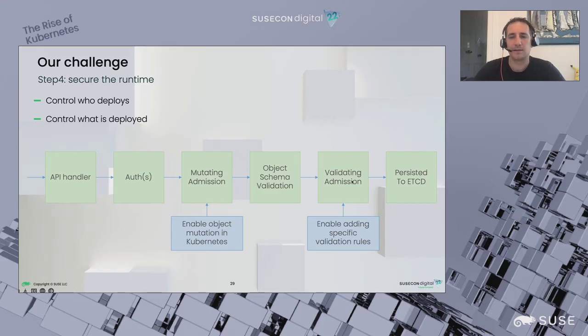And once this is done, there's another admission controller that is used, which is called the validating admission. The idea of the validating admission is to be able to add new rules about whether we should be able to deploy or not an object within the Kubernetes cluster. And if the validation is okay, the object is then persisted within the etcd and is then deployed into the cluster.